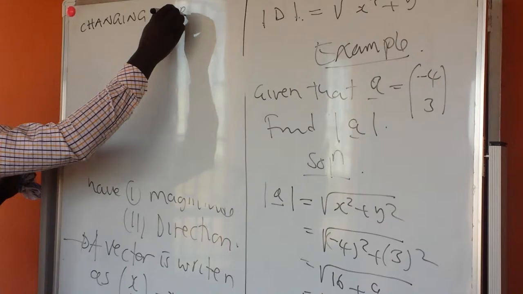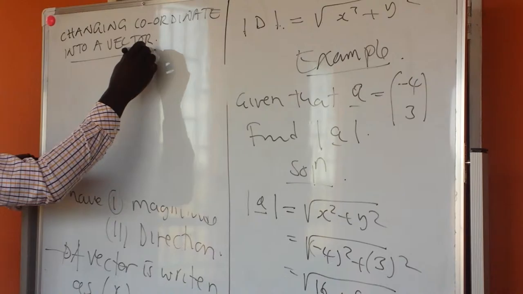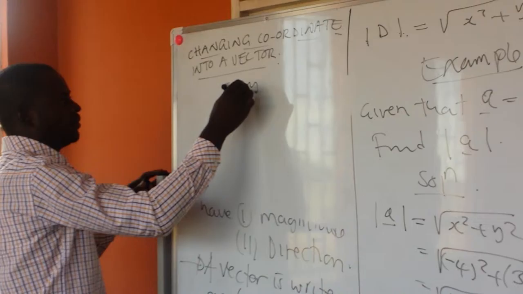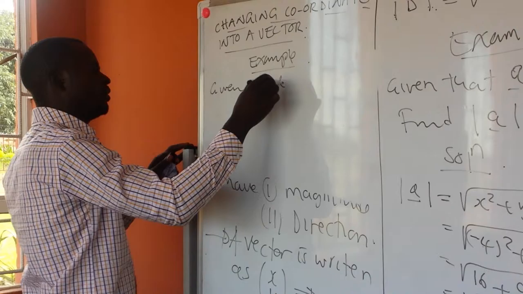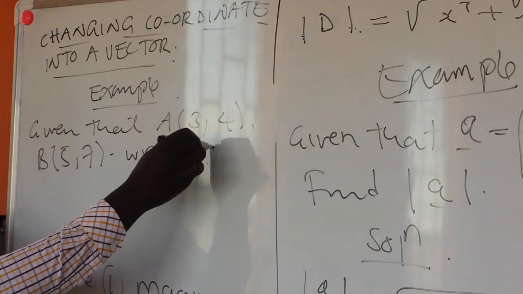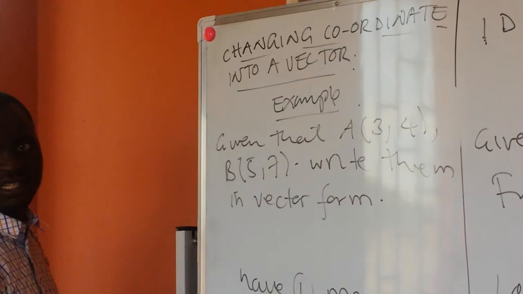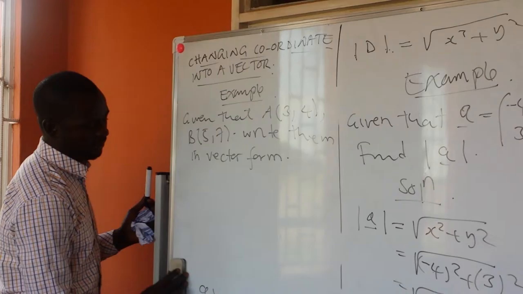Next part is changing coordinates into a vector. You need to know how to change a coordinate into a vector. For example, I can say, example. Given that coordinate A (3, 4) and coordinate B (5, 7), write them in vector form.